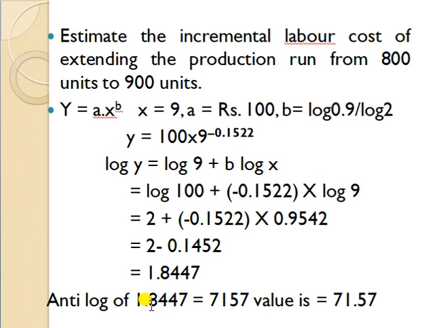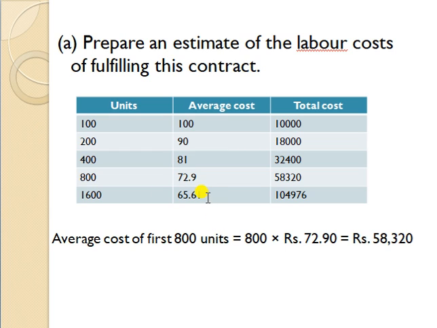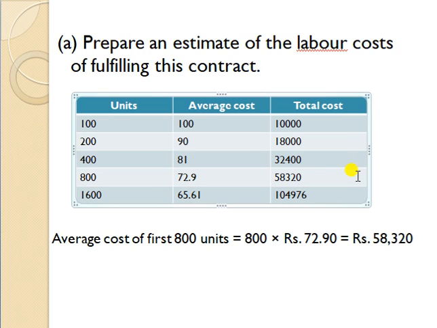Just take before the decimal: one digit is there. One digit means you can add one more digit, so 1 plus 1, 2. After 2 digits you need to fix the decimal. So 71.57 is the average cost to produce 900 units. So 71.57 is the value. Thank you.